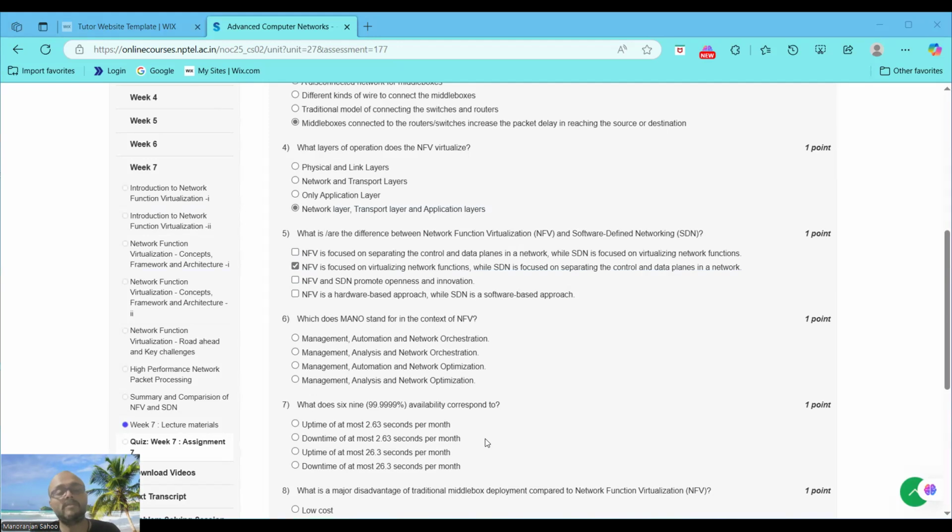NFV virtualizes network functions into software, that is VNFs. SDN separates the control plane, decision making, from the data plane, forwarding, with a centralized controller.